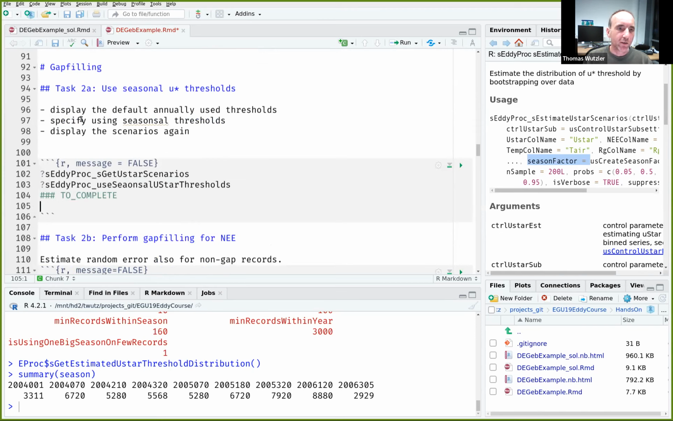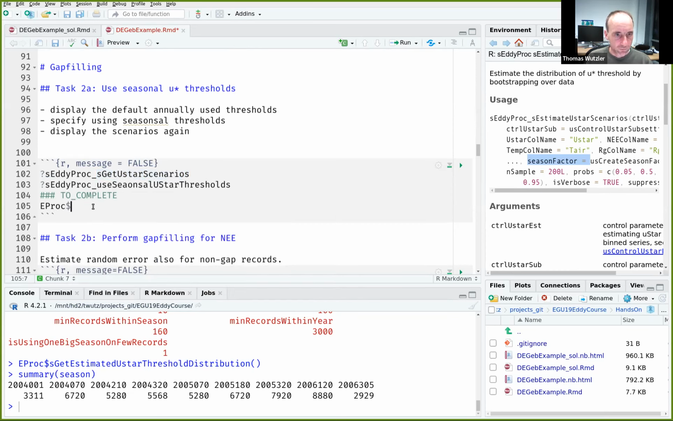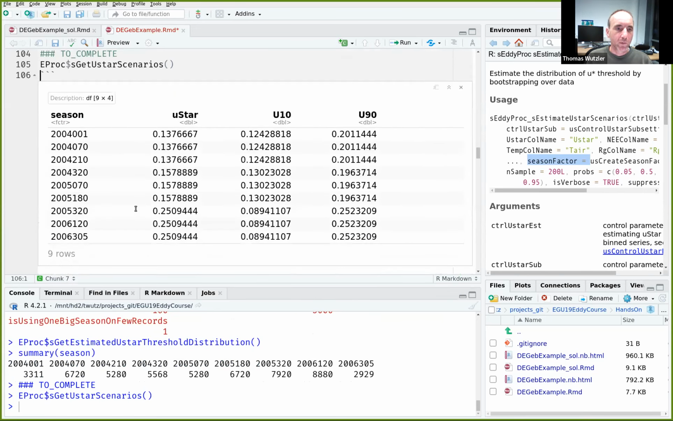Display the default annual ustar threshold distribution, because we didn't tell our EddyProc to use the seasonal ustar threshold. We can say EddyProc get the ustar scenarios, and this will still be the default ones. So we have all our user defined seasons, but your ustar value will be the same value for 2004, the same value for 2005, and the same value for all the different years.